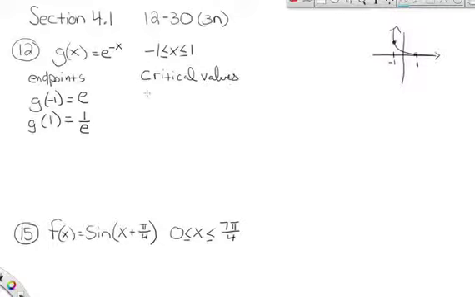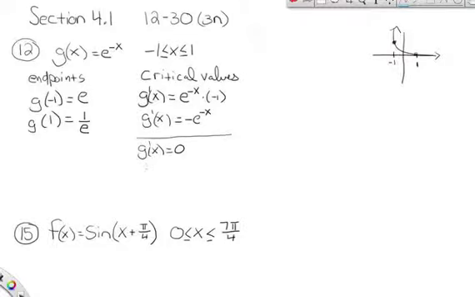So we take the derivative of g, and the derivative of e to the negative x will be e to the negative x times -1, or simply negative e to the negative x. So for the critical values, we want to know when this function equals 0. So when does g prime of x equal 0? And so we set the derivative equal to 0. Divide by negative, and I get 0 equals e to the negative x. And again, we should know that e to a power is never going to equal 0.